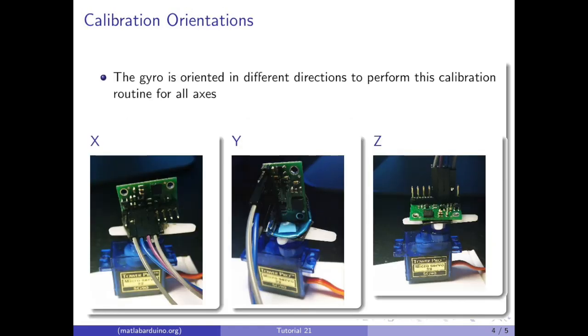During calibration, the gyro has to be oriented in different directions on the servo. For X, Y, and Z, these are the orientations the gyro has to be at.